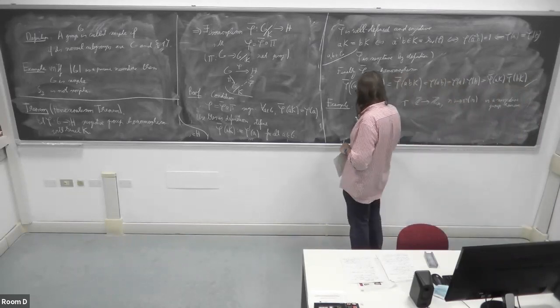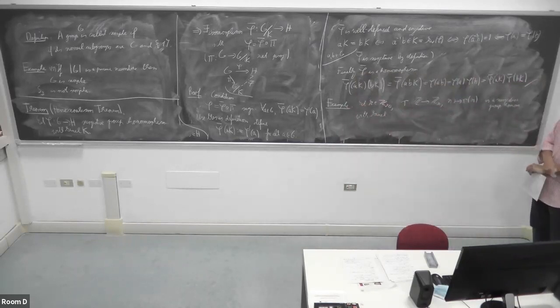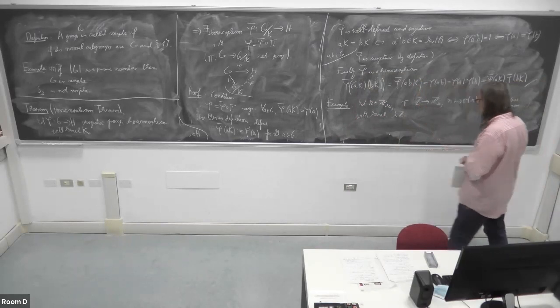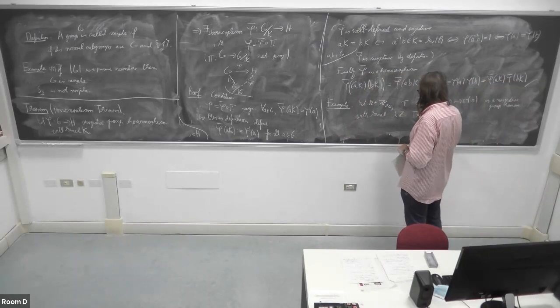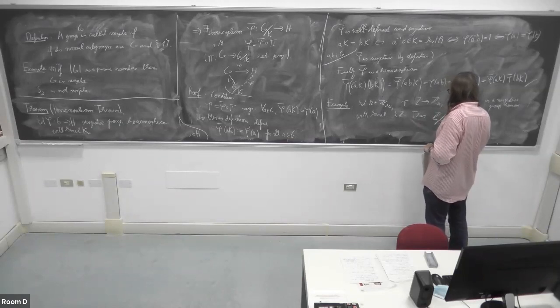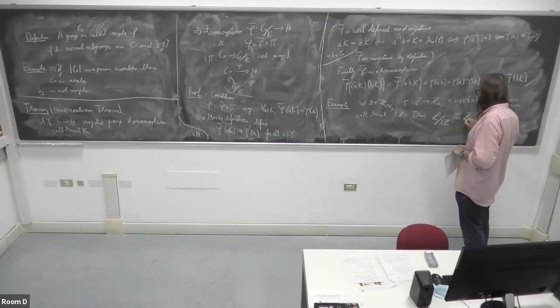And what is its kernel? The kernel consists of all integers such that the remainder, if I divide by K, is 0. So all numbers divisible by K. So its kernel is KZ. And thus, if I take the quotient Z modulo the normal subgroup KZ, this is isomorphic to Z_K.